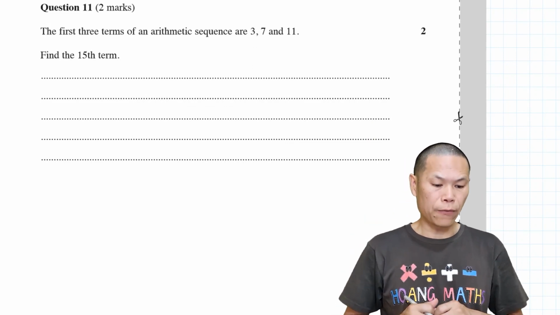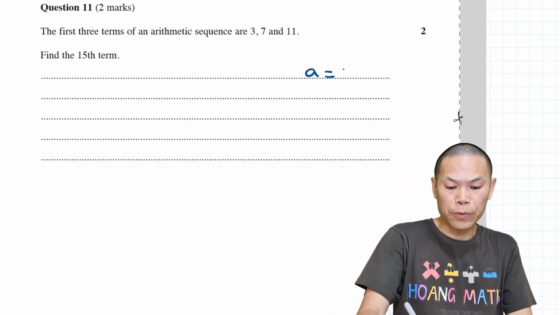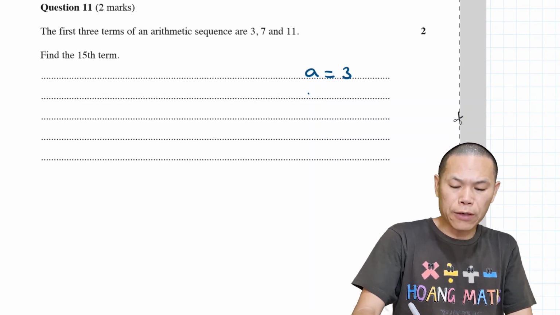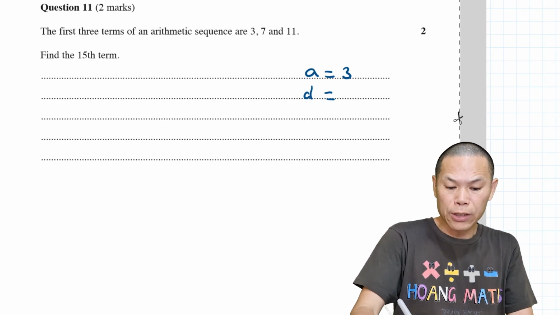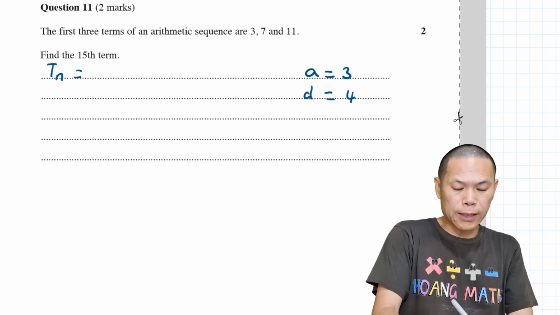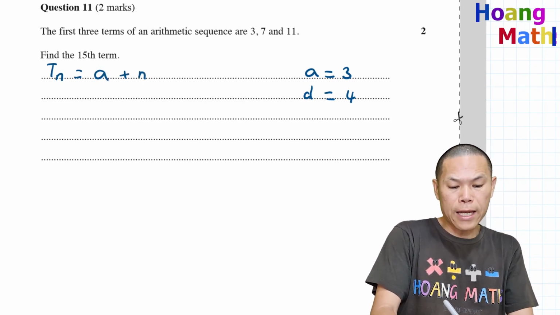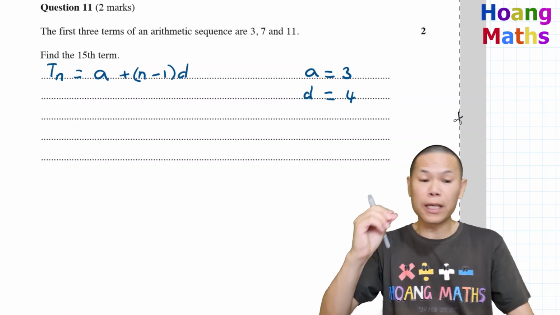Question number 11. So we know that a, that is the first term, is 3. And the common difference is term 2 minus term 1. So 7 minus 3 is 4. And we know that Tn is a plus n minus 1 d. And we need to find the 15th term.